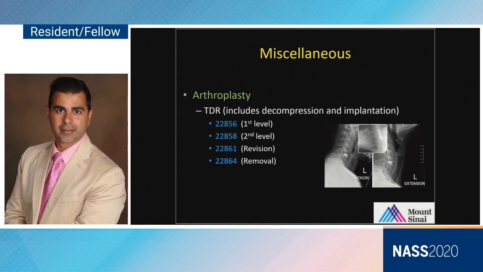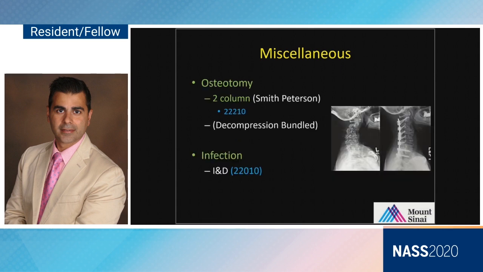Cervical disc arthroplasty is a fairly common procedure at this point, and if you're doing a single level arthroplasty, that code is 22856. If there's a second level or an additional level performed, that code is a 22858 code. There are revision and removal codes that can be utilized as separate codes altogether, as listed below. The difference between revision and removal is during the revision process, you will reinsert another arthroplasty by removing the old one, and the removal code is, as the name suggests, simply a removal of the old arthroplasty device.